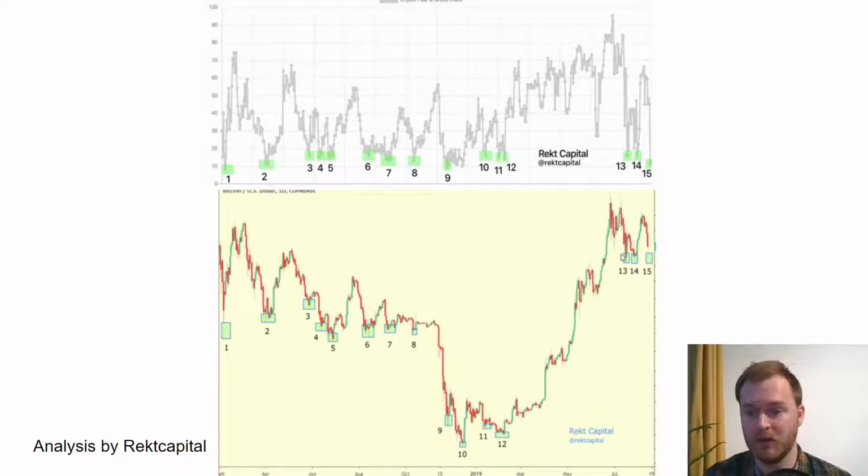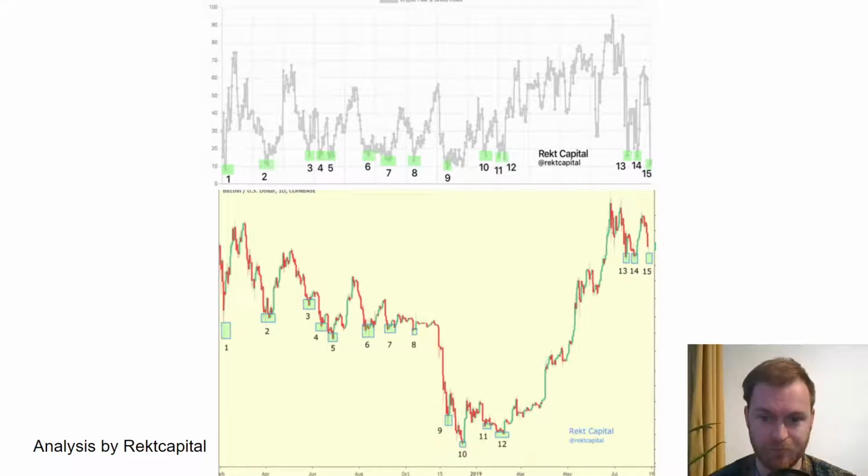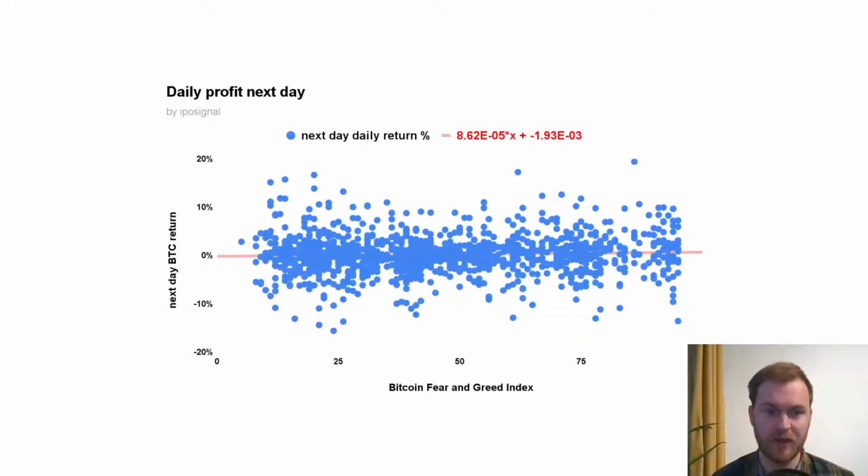And then this would be probably a moment to sell. So you would have sold here, etc. So it looks reasonable, but the question is, how well does it actually predict? This is just an indication with no hard data. So that's what I did.